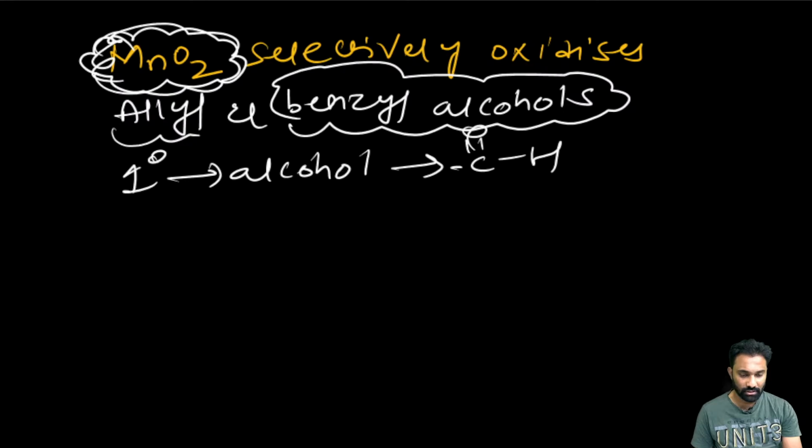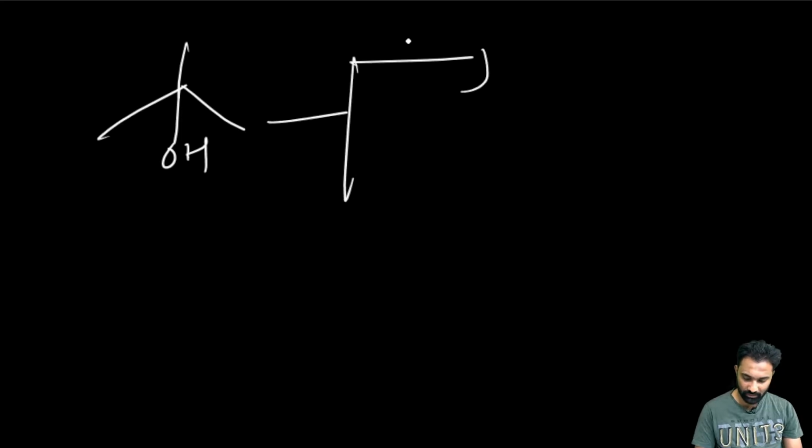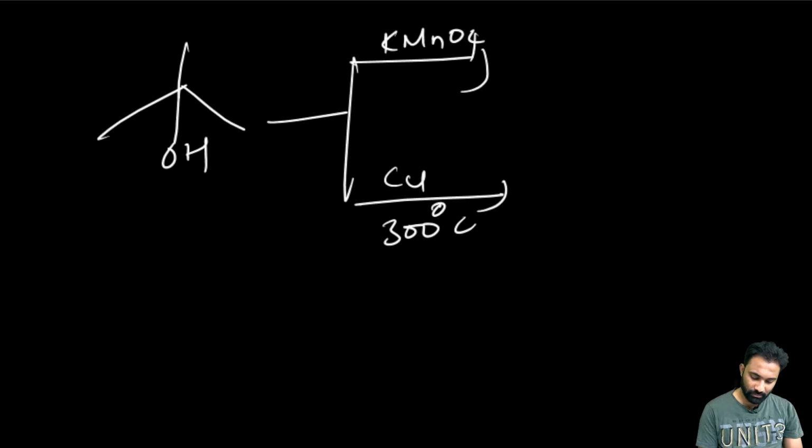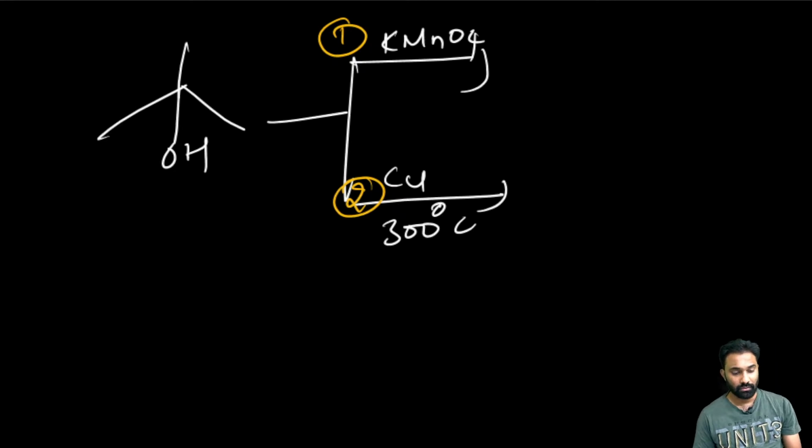Now I will write the questions. Now you have to tell me the answer. Okay? Now, here, two reagents they have given. One is KMnO4, one is Cu at high heating. What is the product in one and what is the product in two?